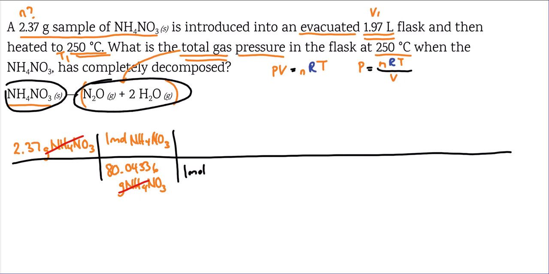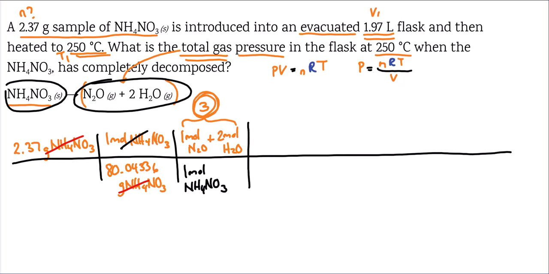Let's go ahead and implement the stoichiometric calculation. For every 1 mole of ammonium nitrate, there will be 1 mole of dinitrogen monoxide and 2 moles of water vapor for a grand total of 3. Once this has been solved, we'll have our N value for our gas, which means we can then apply the ideal gas law to it.